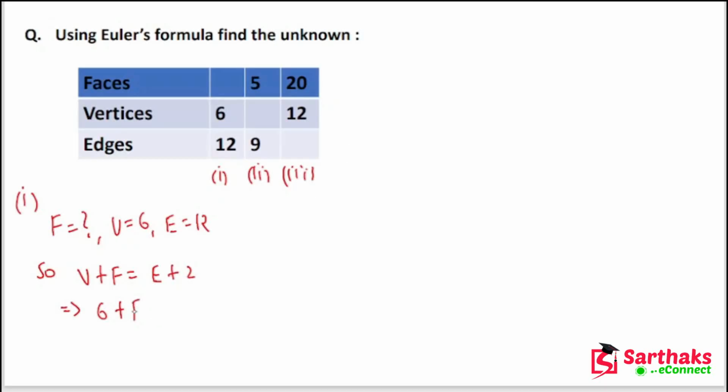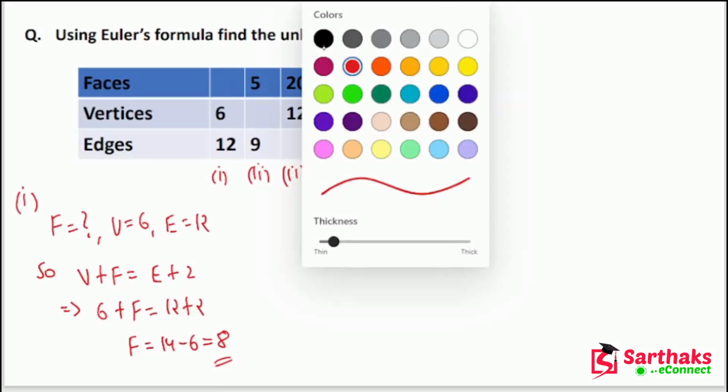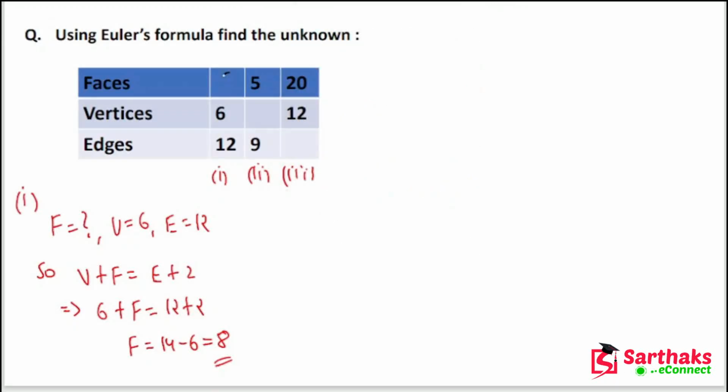So 6 plus f is equal to 12 plus 2. 12 plus 2 would be 14. So f is equal to 14 minus 6, which is equal to 8. Right. So you can write 8 over here. So this was the first part.